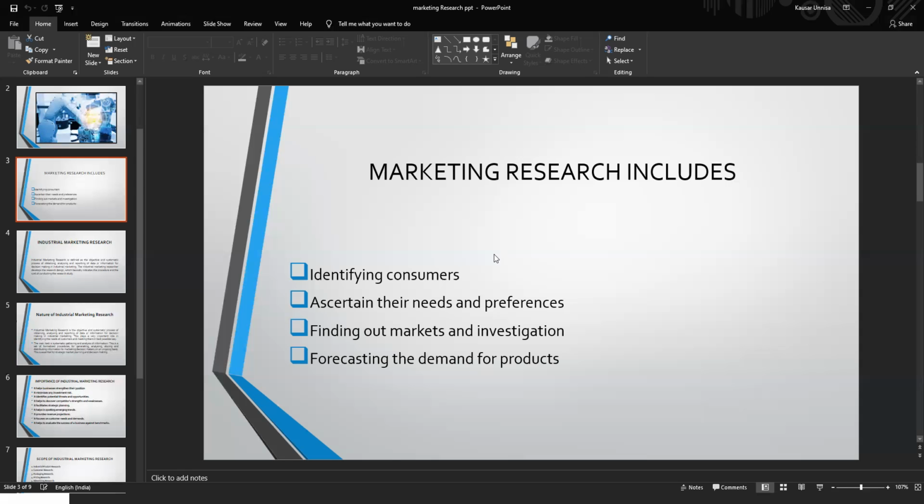Marketing research has to identify the consumers for our product. It has to ascertain their needs and preferences, their tastes and fashions, what they are going to like. They also have to find out in which market the product has to be sold, where the investigations have to be done, and also forecast for the future. So what will be the demand for the products?